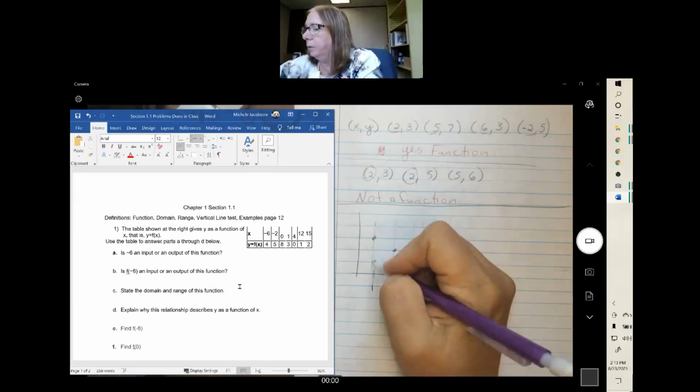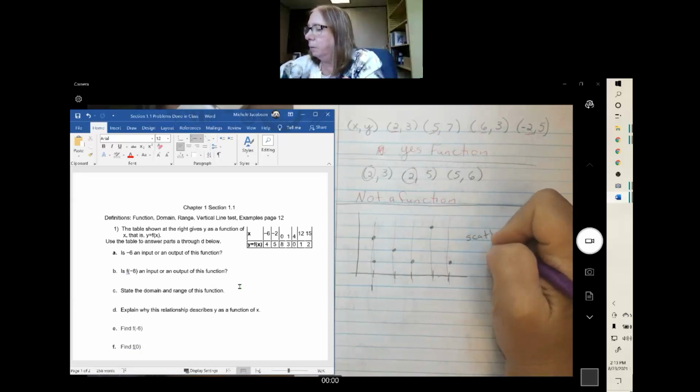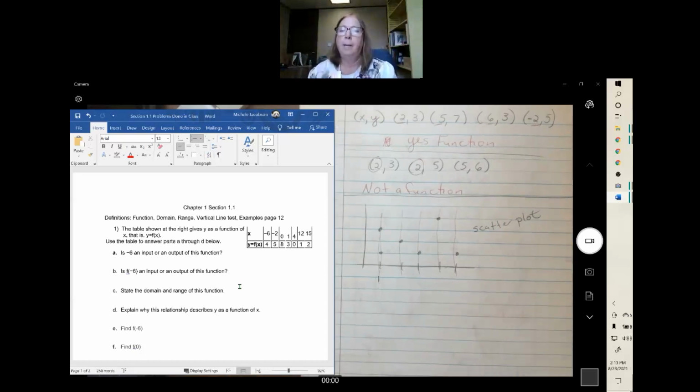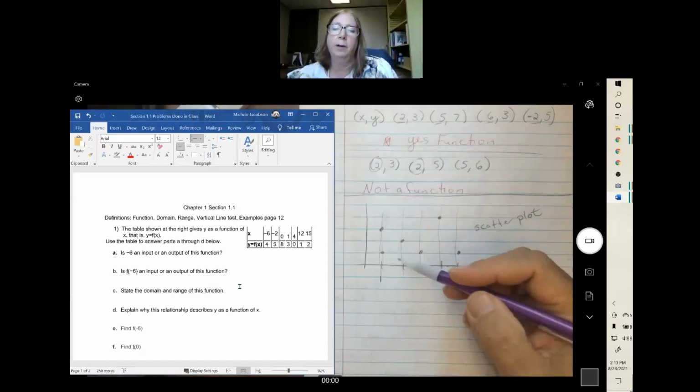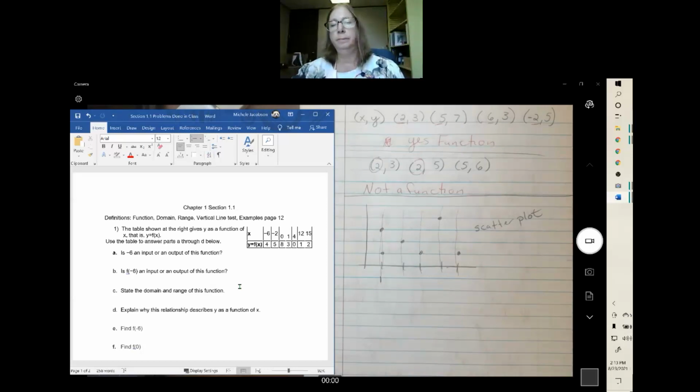When you're looking at just the points, this is called a scatter plot, because the points are just scattered. But if two of them line up in a vertical line, then it's not a function. Any questions on that one?